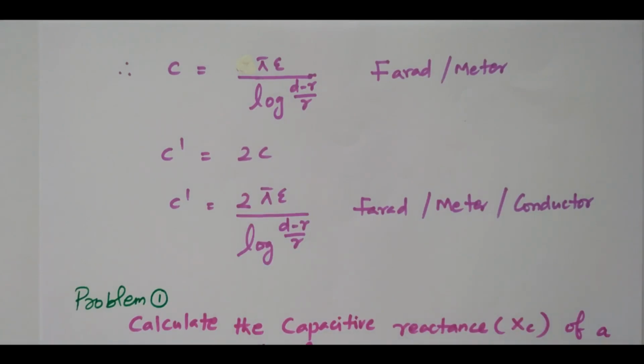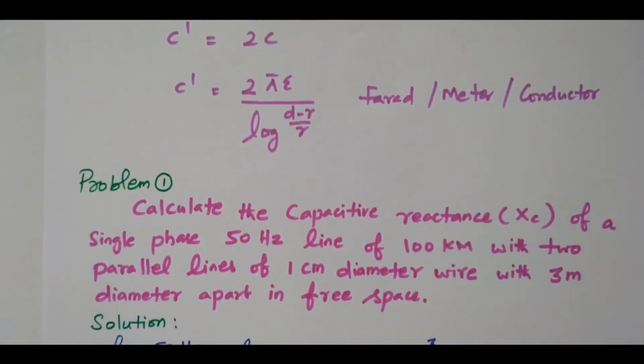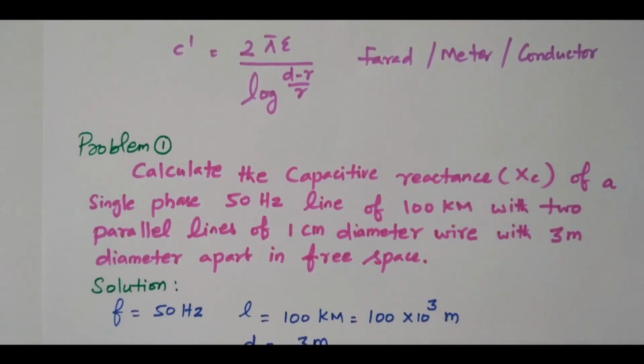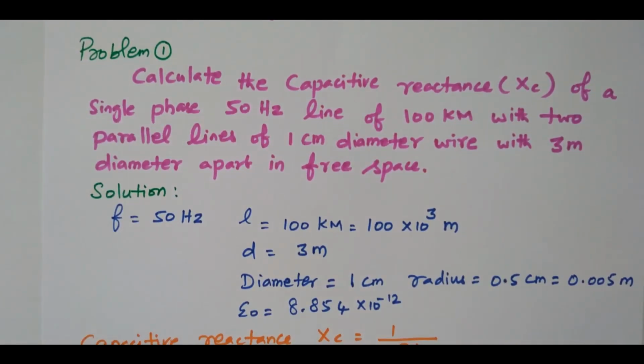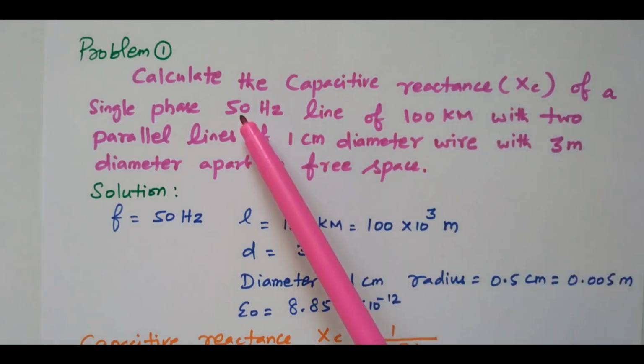Now we'll solve two problems. First we'll go to the first problem. In this first problem, calculate the capacitive reactance Xc of a single phase 50 Hz transmission line of 100 km with 2 parallel lines of 1 centimeter diameter wire, 3 meters apart in free space. So we need to find the capacitive reactance for a single phase transmission line.